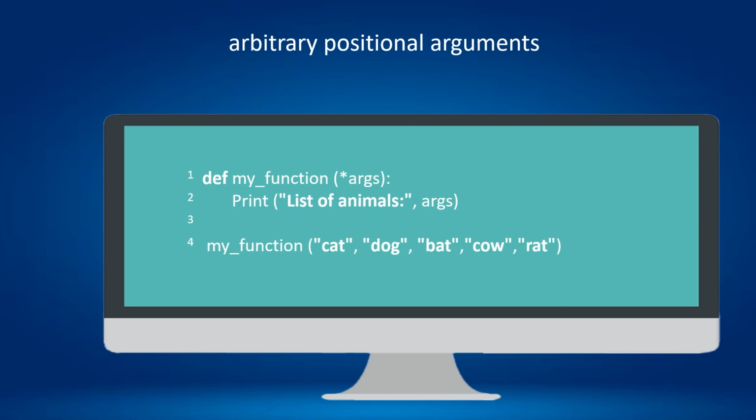Let's consider this example. Here we have my_function that will take any input, and it will print all the inputs that are given to the function. In this example, my_function will take all the inputs cat, dog, bat, cow, and rat and pack them as a tuple. Then it will supply this tuple to my_function, and the function will print all the animals. Similarly, we can easily extend the input from 5 inputs by adding more without any major changes to the function definition here.